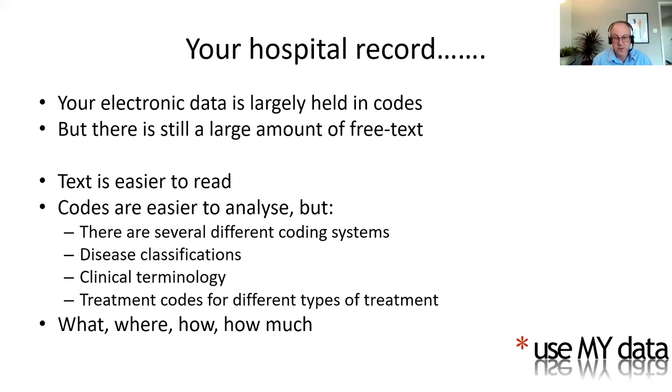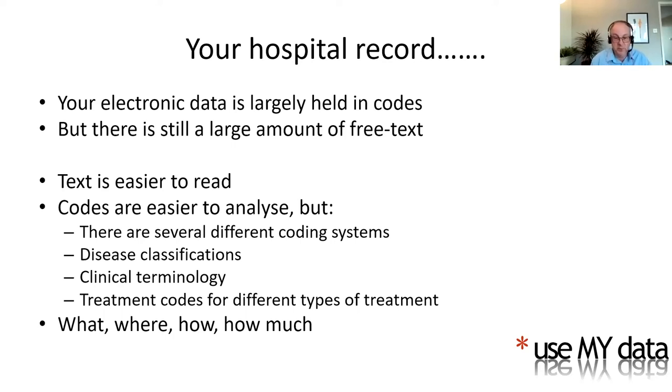So as with GP systems, your electronic data in hospital systems is held largely in codes, but there's huge amounts of free text because it's easier for people to read, easier for people to understand. The codes, however, are easier to analyze. So if you're trying to extract people with a particular condition, you tell your computer system, look for anybody with code 123 in this field, and it will find them.